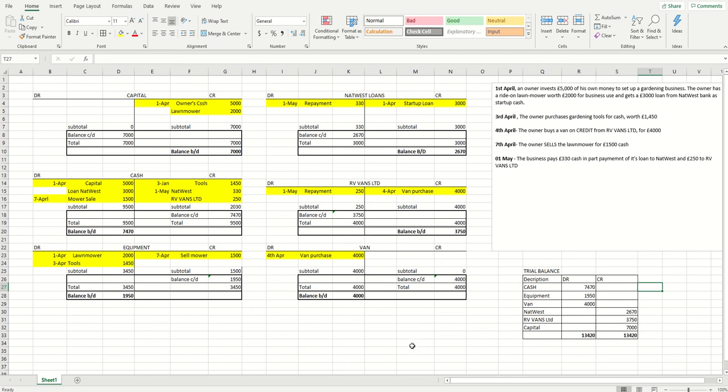In a nutshell, that is how to do double entry bookkeeping. Now, these are not the same transactions as in the model assignment. You'll need to check the model assignment for the transactions. I believe that they are in our VLE.